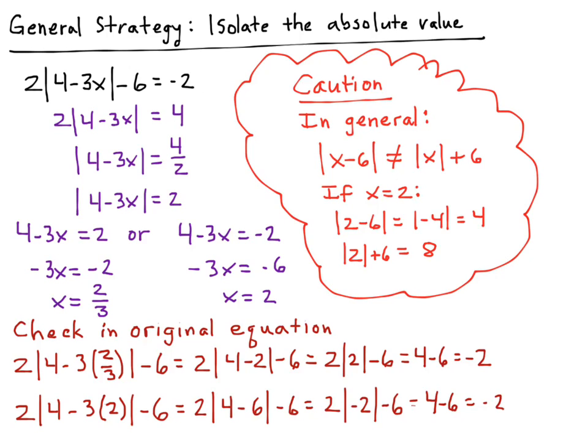In this expression, if I put the 2 in here, I get absolute value of 2 plus 6, I get 8. So it doesn't equal. It's possible that it equals, but that would be a coincidence. Okay? Just don't ever do that. That's really, really bad math.